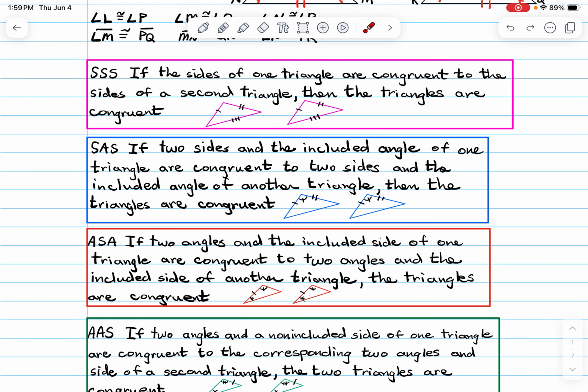Another one, angle, side, angle. Now this time, an angle, then a side, and then an angle. Notice it's not an angle, this side, and then an angle over here. It's the included side. Angle, side, angle. If you see that, that's enough to tell you that those two triangles are congruent. You don't need to know anything else but that.